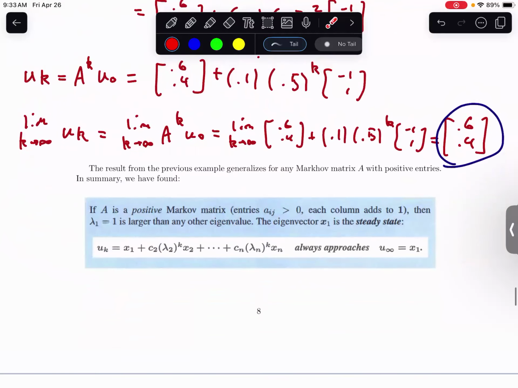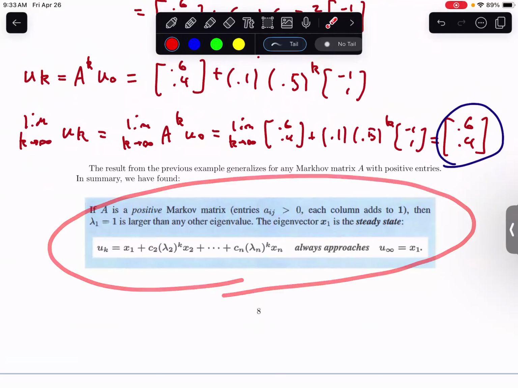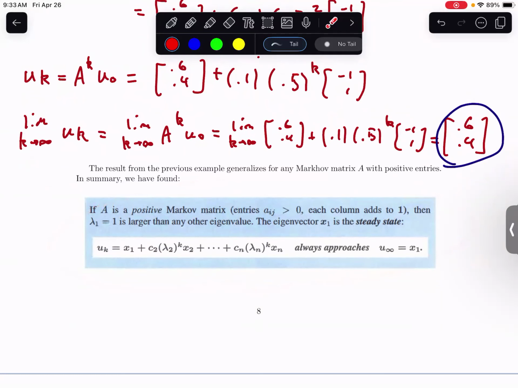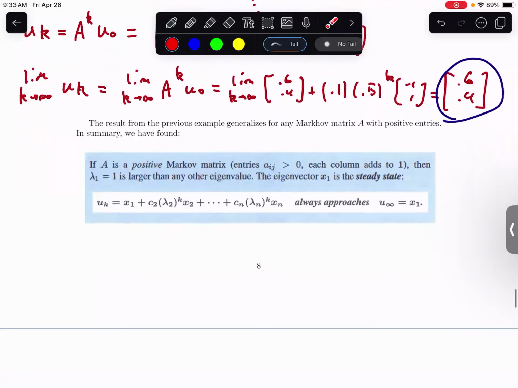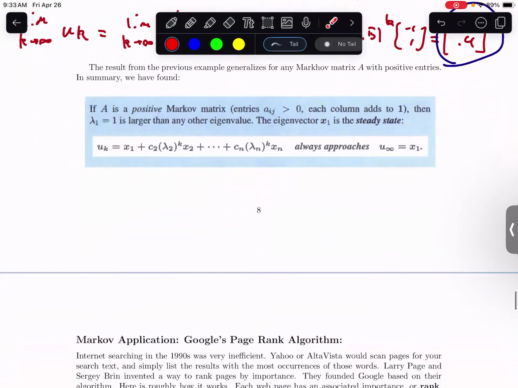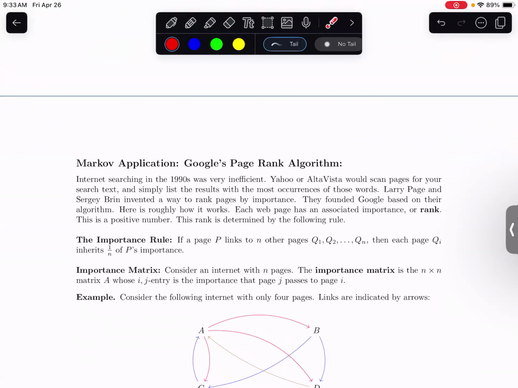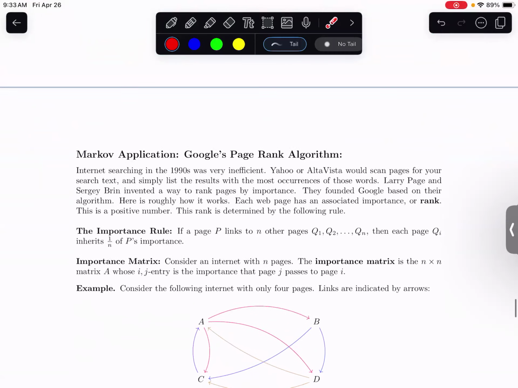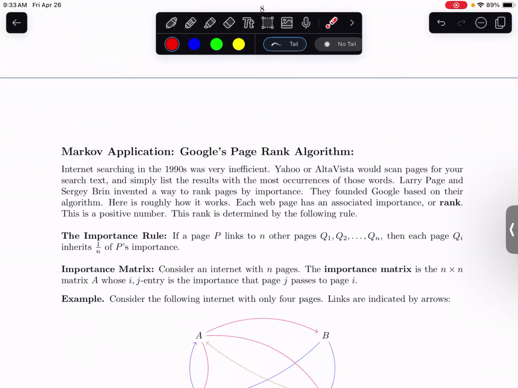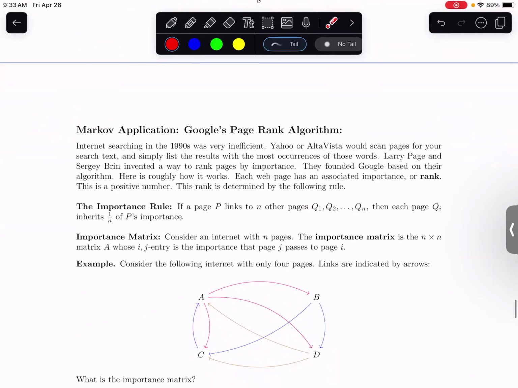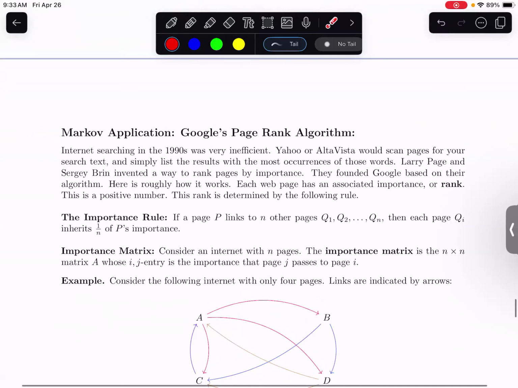Okay, so this is going to be very useful in being able to predict future behavior, or really probabilities in general. The main application today is we're going to be looking at Google's PageRank algorithm using these steady state vectors and Markov chains. I guess the pitch is that internet searching in the 1990s was very inefficient. The top dogs back in the day were Yahoo or AltaVista.